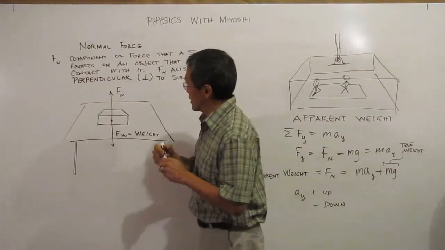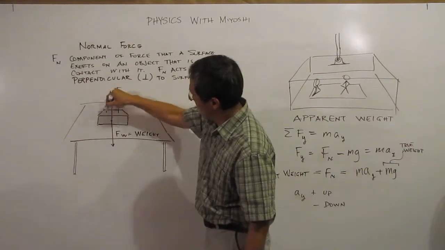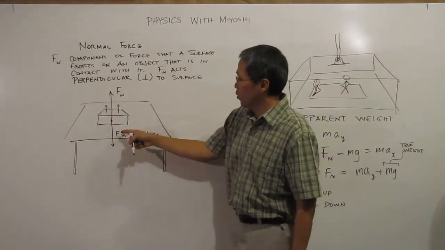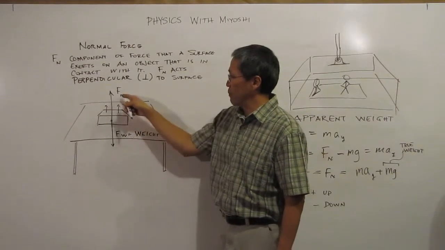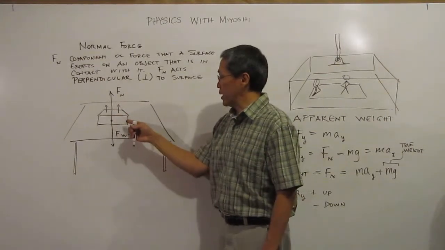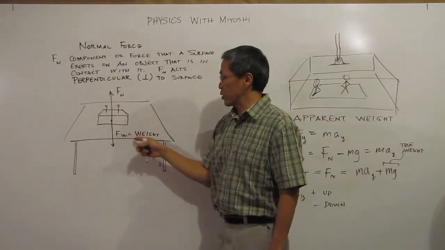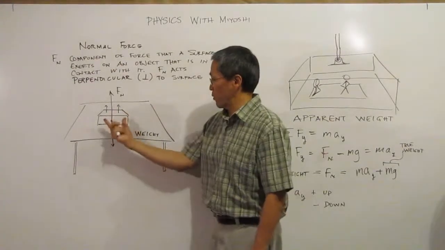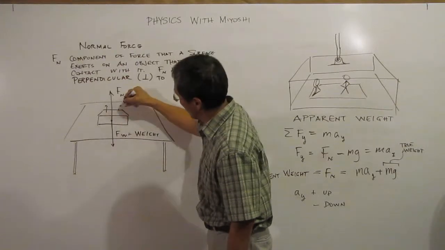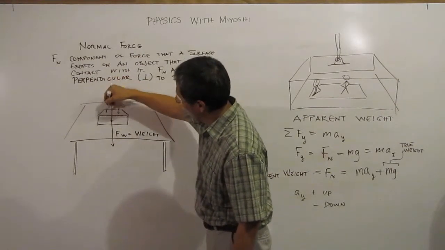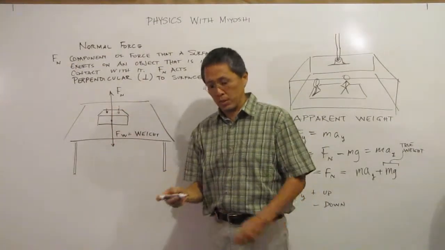Now what if I decided I'm going to use some force to pull on this object, to lift it up? Whatever that force is going up, my normal force will be the exact same size as the weight minus the lifting force. If I'm pushing down on it instead, then that normal force will be equal to the weight plus those forces pushing down.